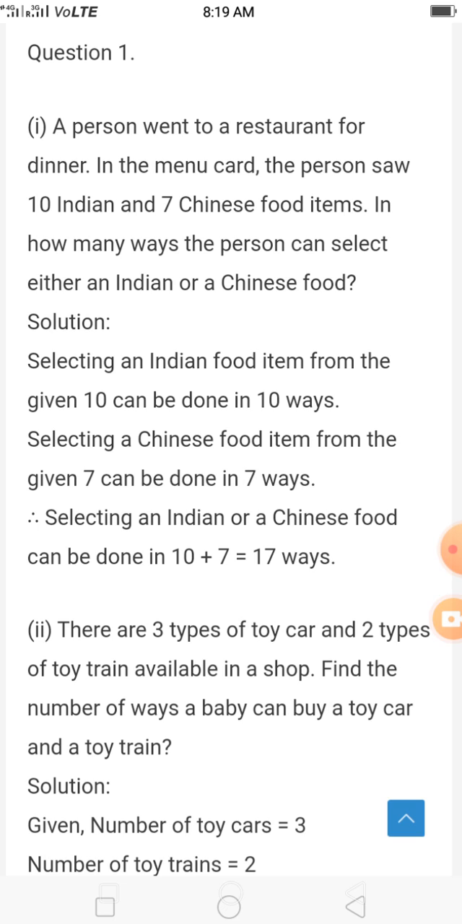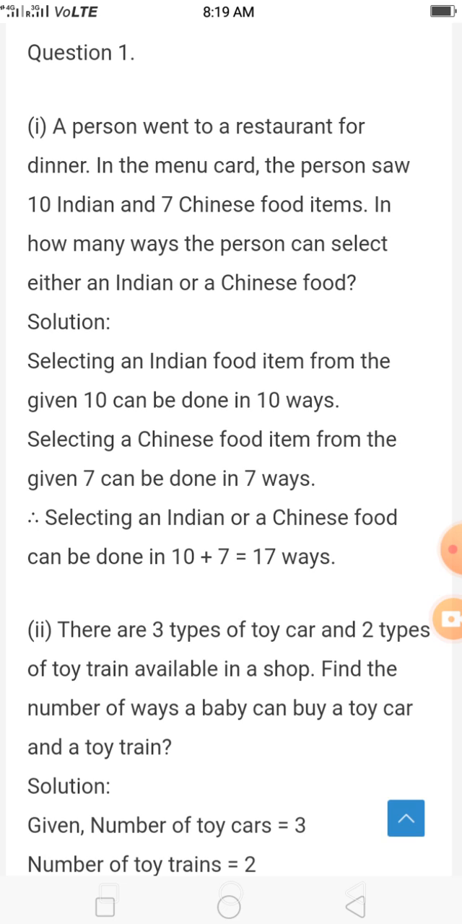அந்த 10 ஐட்டத்தில் நம்ம 10 வழியில் அதை வந்து சூஸ் பண்ணிக்கலாம். Either I want the first one or I want the second one, I want the third one. So there are 10 ways it can be done. And then there are 7 Chinese food items, so 7 ways it can be done.